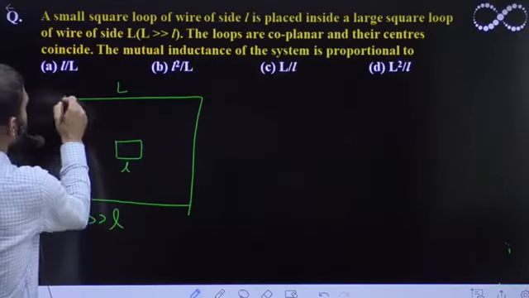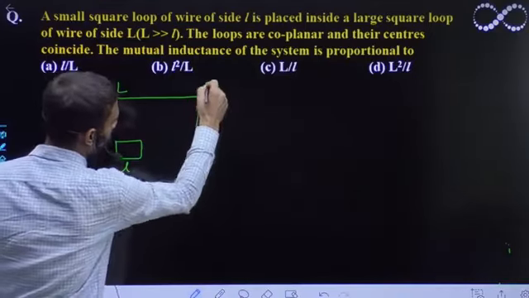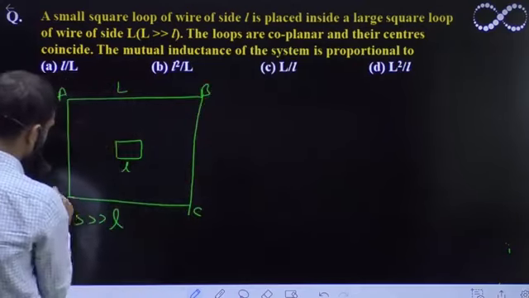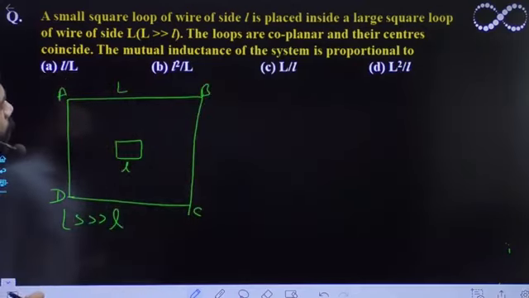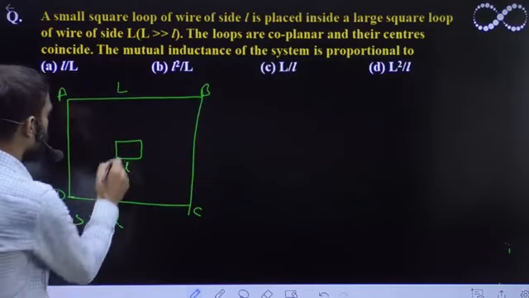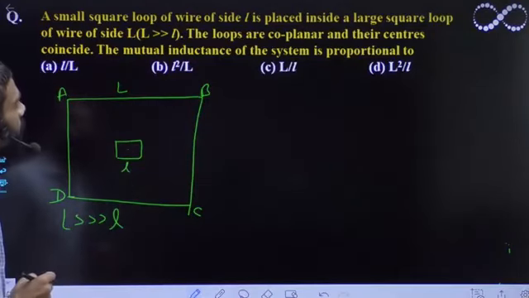So let us name the sides here. I am calling these A, B, C and D. So the loops are coplanar with the centers coinciding. ठीक है, okay. The mutual inductance of the system is proportional to.